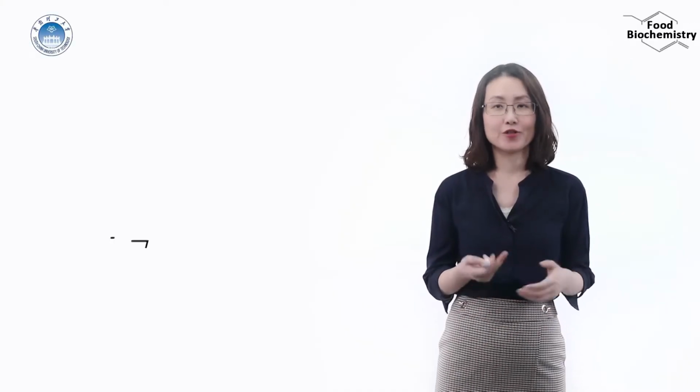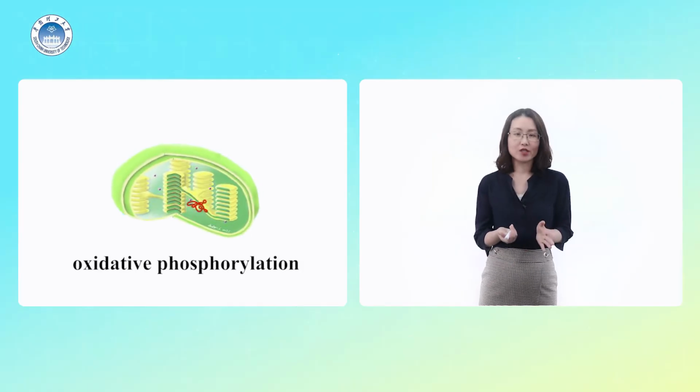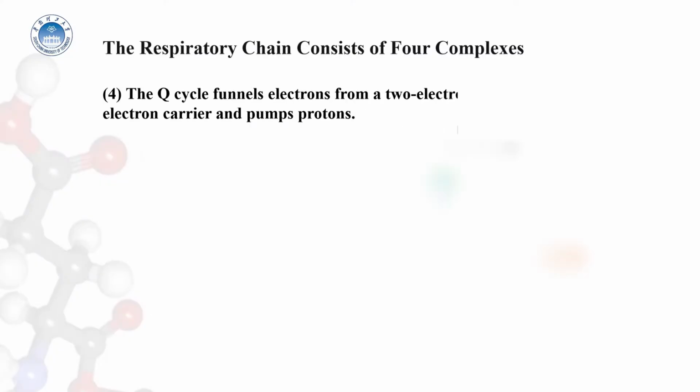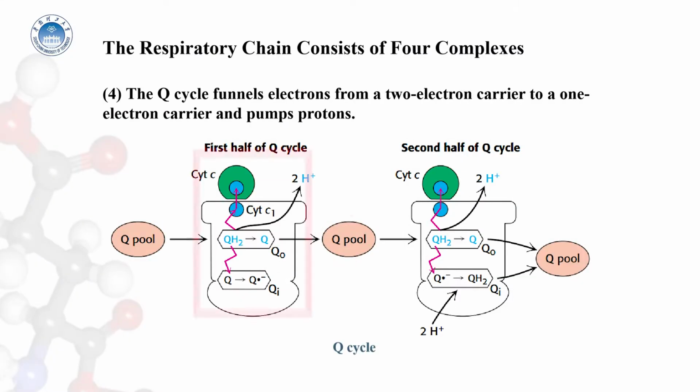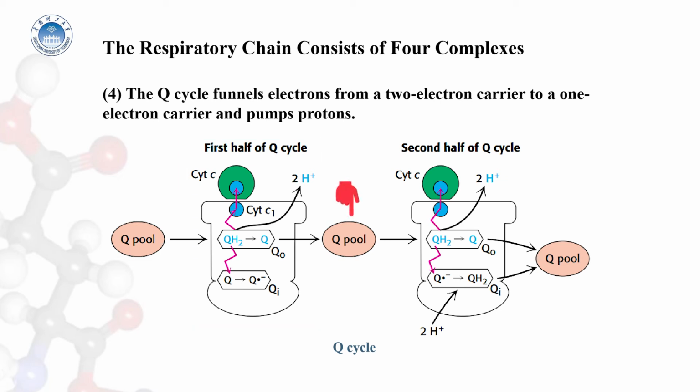Hi everyone, we continue to talk about oxidative phosphorylation. So the Q cycle takes place in complex 3, which is represented in outline form. In the first half of the cycle, 2 electrons of a bound QH2 are transferred, one to cytochrome c and the other to a bound Q in a second binding site, to form a semiquinone radical anion. So the newly formed QH2 dissociates and enters the Q pool.